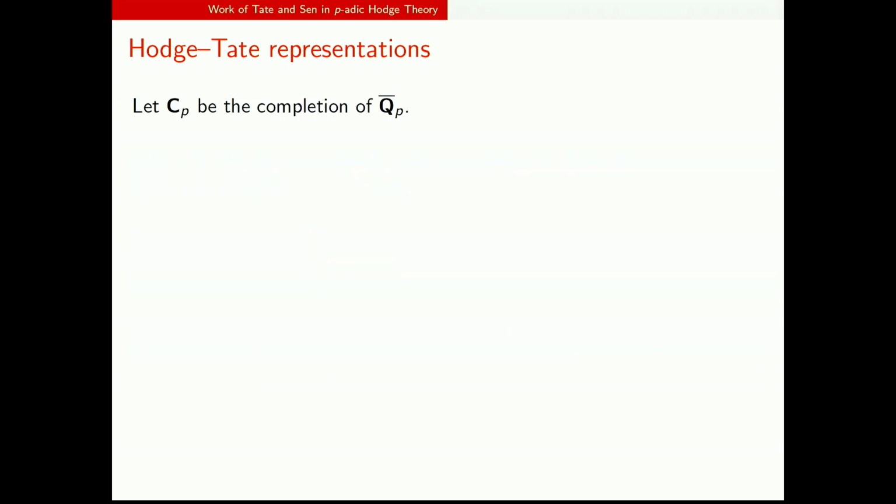Now let's talk about remedial p-adic Hodge theory. So let Q_p bar be the algebraic closure, and let C_p be its completion. The absolute Galois group of Q_p, or of any finite extension, acts on Q_p bar, but that action is continuous, and so that means it extends to an action on C_p.